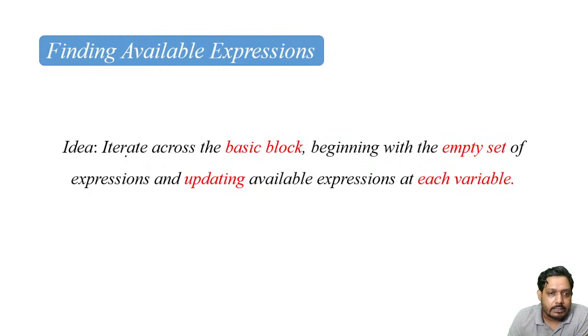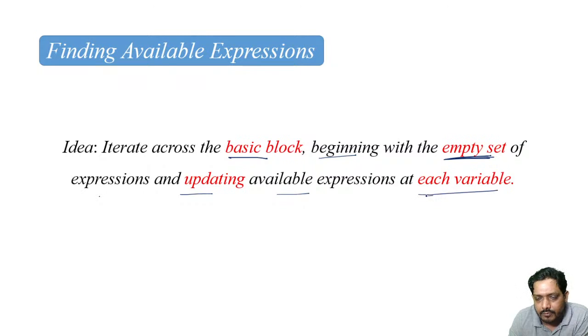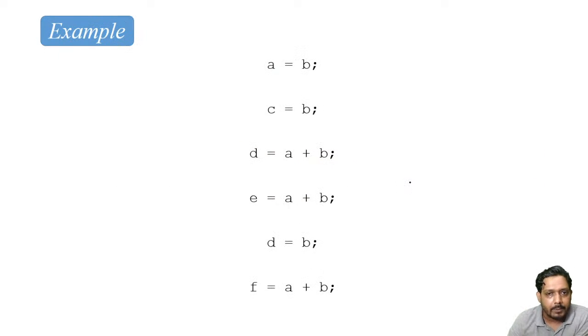The idea is that we iterate across the basic block from the beginning with an empty set of expressions, updating the available expressions at each variable. So we iterate down the basic block with an empty set, updating the available expressions at each variable. Now this is the theory part. Theory always sounds confusing, but let's understand it with an example.